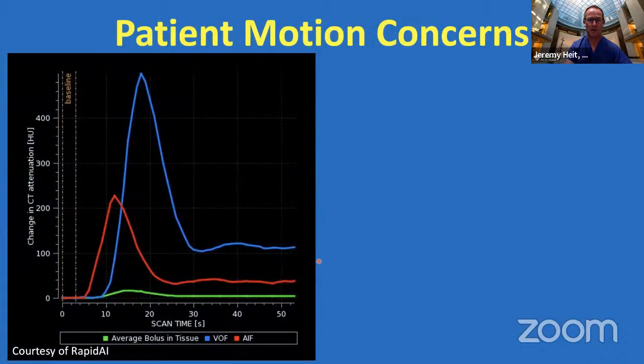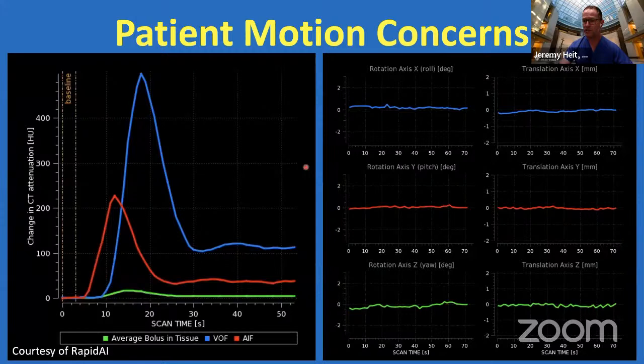So what about quality? When you're looking at CTP image maps, you want to make sure that the data that generate the images are good. And so you've got to do your own kind of QI check. So here's a nice looking curve from a patient. These are slides courtesy of the folks at Rapid. And when we look at this, we can actually plot the patient's motion to make sure they're not moving all over, because if they're moving all over, that may degrade the dose time curve, which may degrade our images.